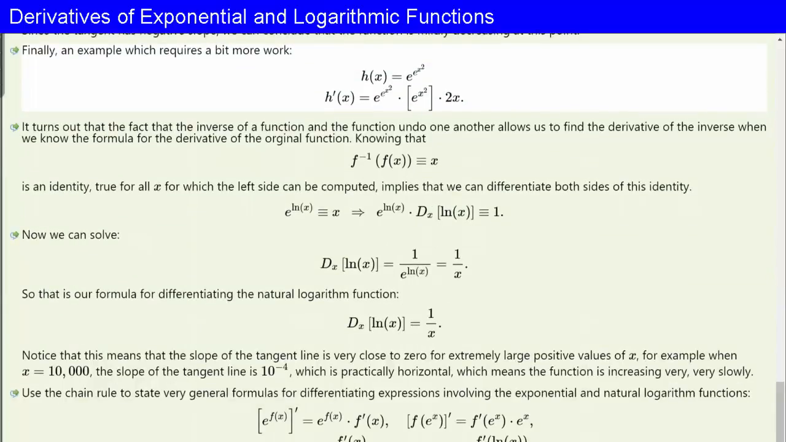Consider h of x equals the exponential of e to the x squared. That's e to the power x squared. Well, you just walk through with the chain rule. h prime of x is e to the x squared. Differentiating the exponential just gives it back. Then you go inside and differentiate e to the power x squared. Well, that just gives you back e to the x squared times the derivative of x squared, which is 2x. Rest assured, we will look at even more complicated examples as we go along.